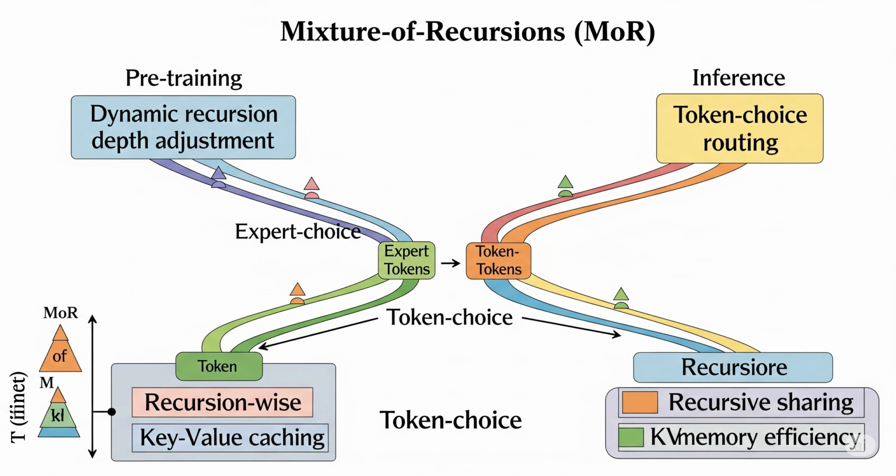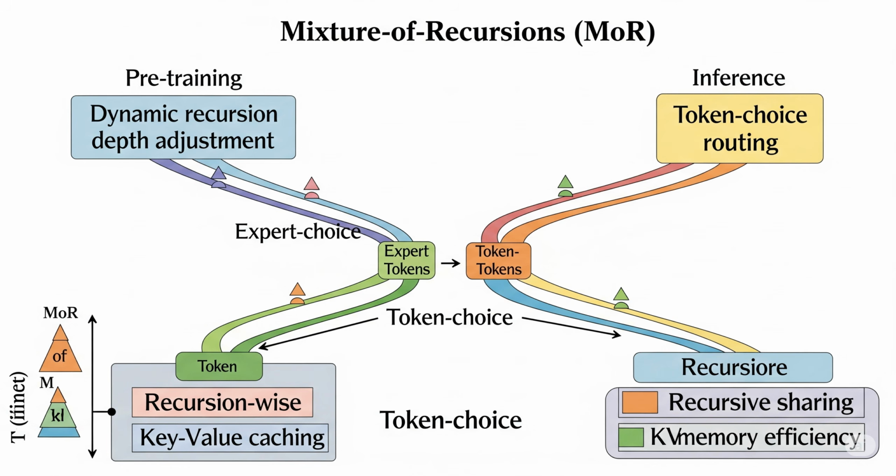Okay, so we've got the three pillars: tied weights, smart token routing, and efficient KV caching. But that routing part, the adaptive thinking, feels like the real game changer. How does it actually decide? How does that router work? Yeah, that's crucial. MoR explores two main strategies for this dynamic routing. Each has its pros and cons.